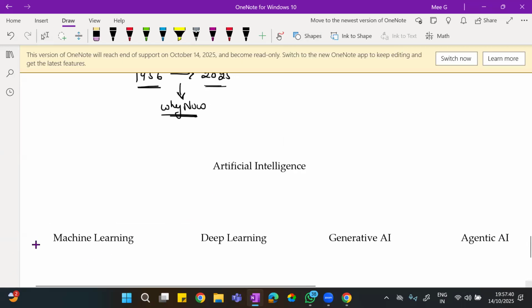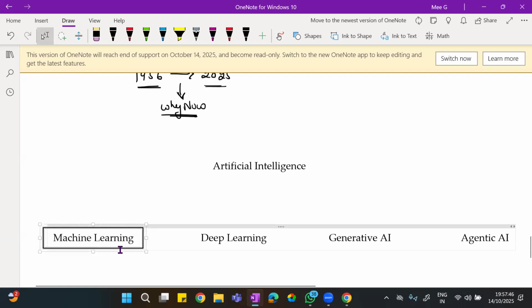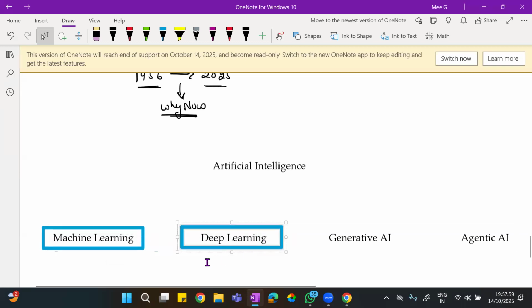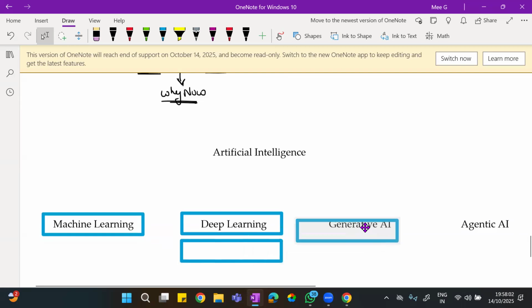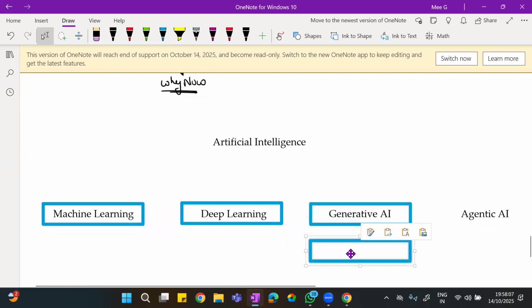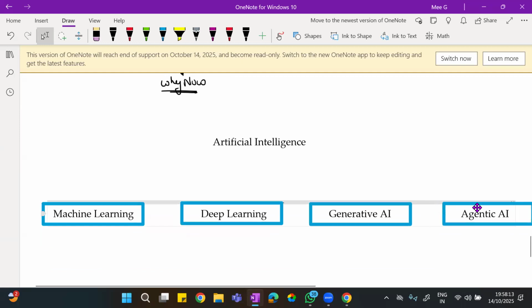This was implemented initially with machine learning. Later on, this was extended with deep learning, because machine learning has its own limitations. So deep learning came into the picture, and then deep learning had its own limitations. So generative AI came into the picture, and then came agentic AI. Now, agentic AI, I will tell you. This was over time.